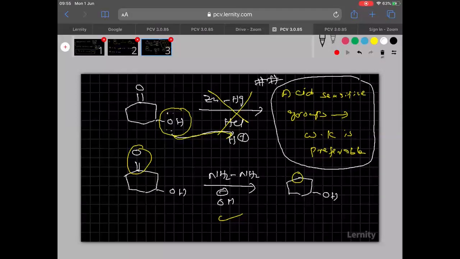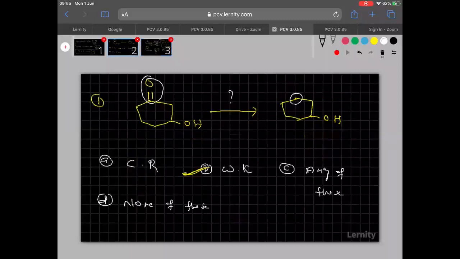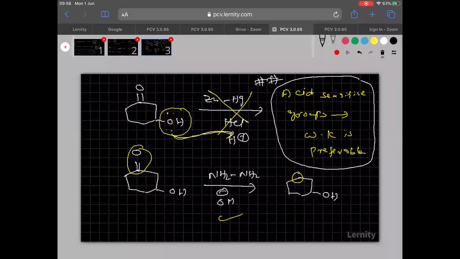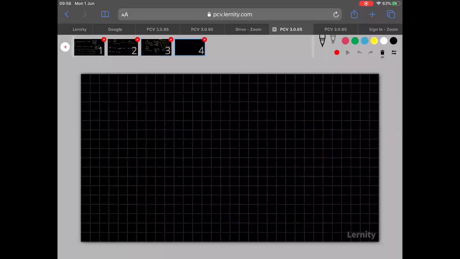For the previous question, let me go to the previous slide. You see here, the answer I ticked is Wolff-Kishner only, remember, but not Clemmensen. Hope you are able to understand this one. Now let me take one more question in a similar way.